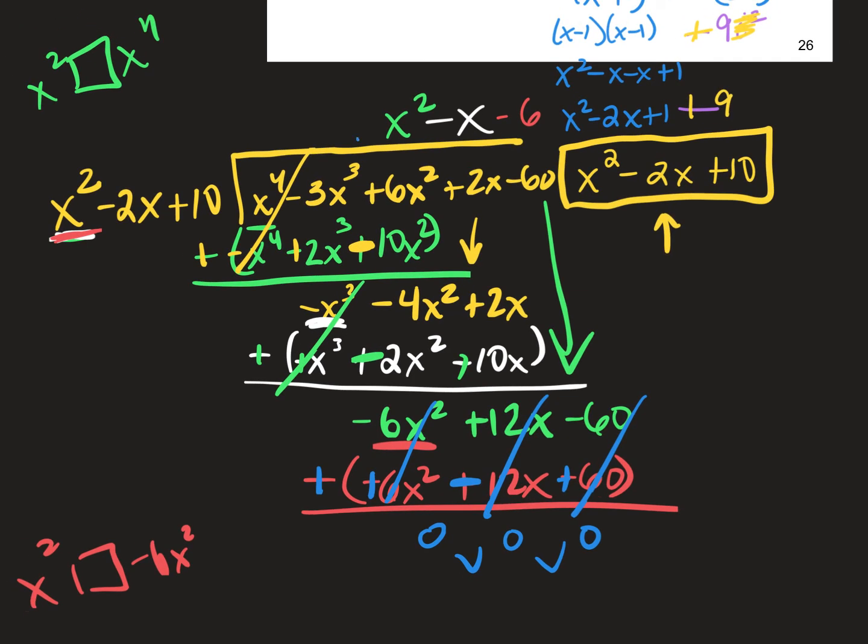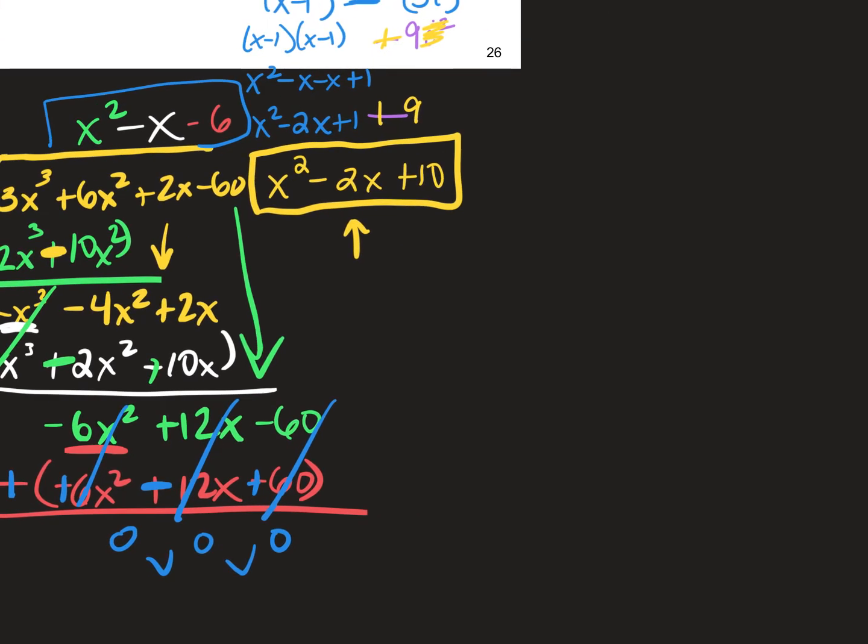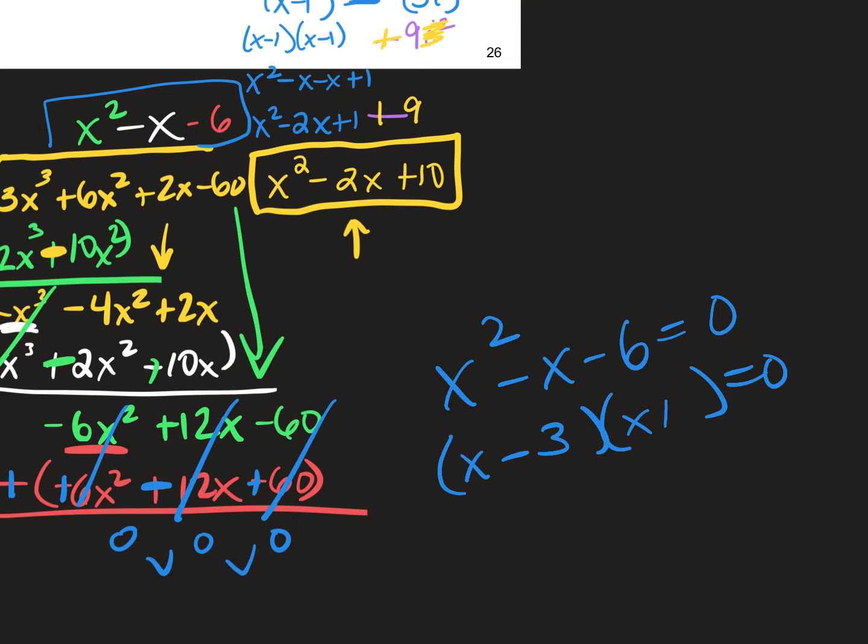So you're like, okay, well, you're left with that. Well, I still don't know what my zeros are, but we have a handy way of figuring that out. X squared minus x minus 6 equals 0. Are there factors of negative 6 that will multiply to give me a negative 6, but add to give me negative 1? Yes, x minus 3 and x plus 2. So here you have x equals 3, and here you have x equals negative 2.